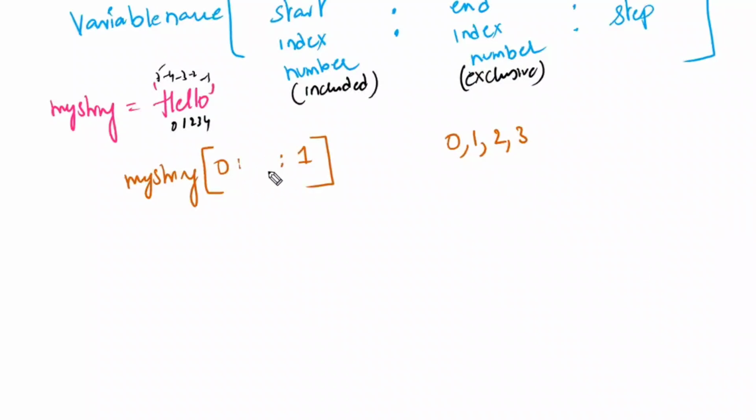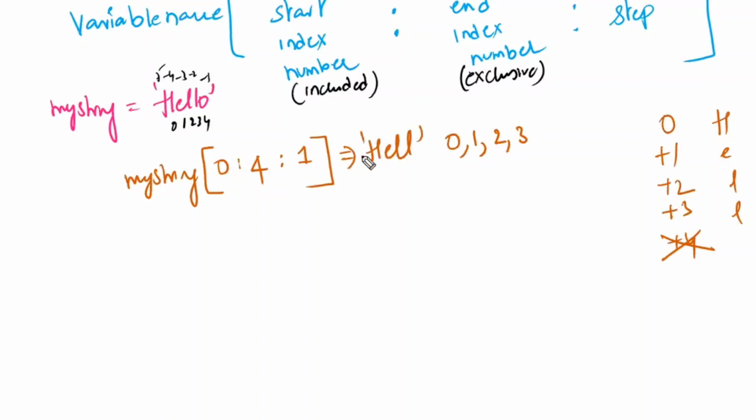So here I'm going to write 0 to 4 with an increment of 1. That is, first 0, then 0 plus 1, because for a step of 1 you have to add plus 1 every time. Like this you have to continue. You will get up to 4, but the last number should not be included. Now what are included? H, E, L, L. So the output of this is going to be H, E, L, L.